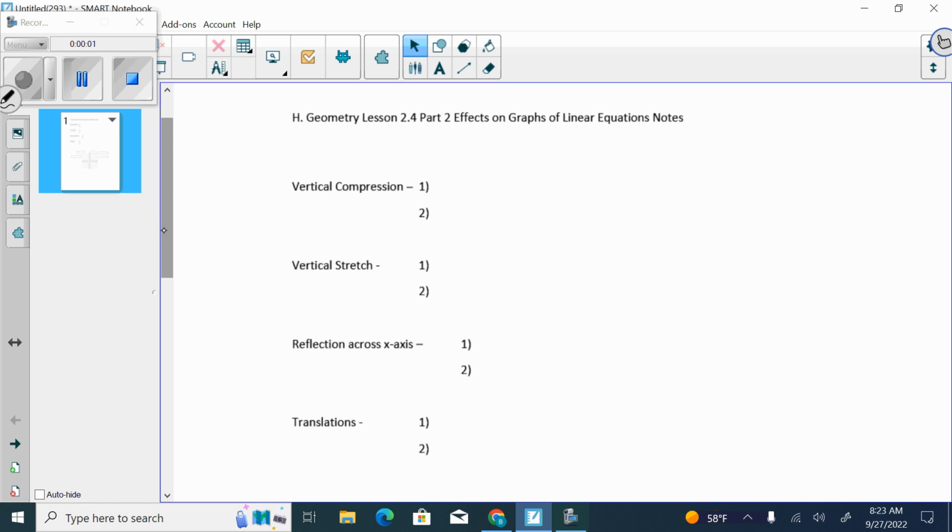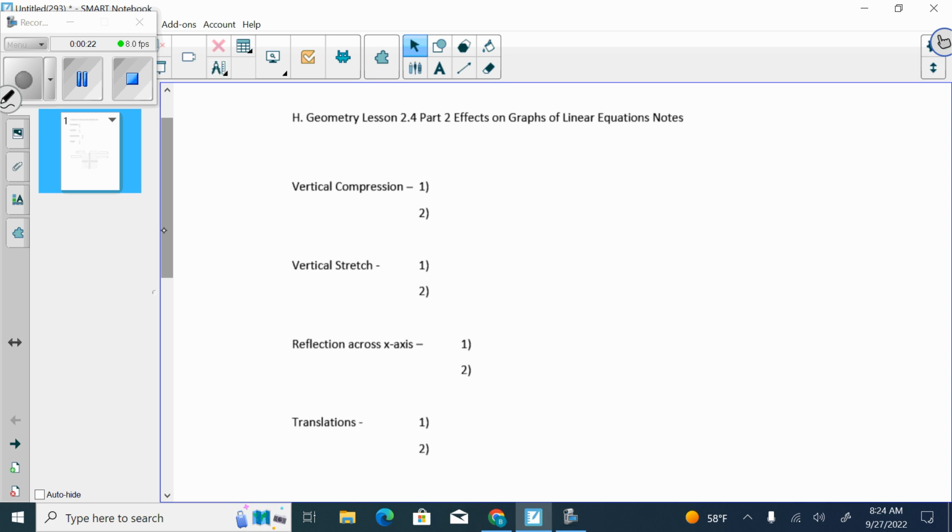We are going to be talking about the effects that these changes have on some linear function. So those graphs that you were just plotting, just some linear function where we have a slope and a point. If you make any of these changes, what does that look like on our graph? All right, so first we're going to talk about vertical compression.